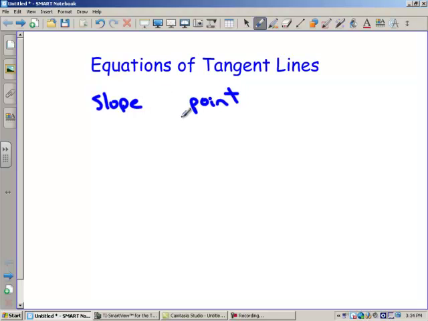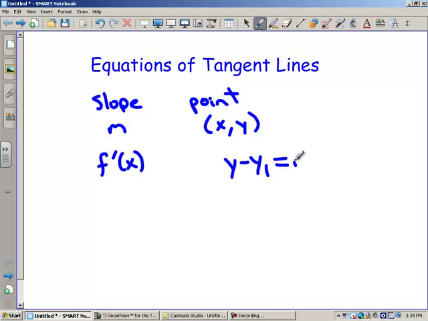Now back from Algebra 1, you guys have talked about slope as m and your point has been an x comma y. We are going to interpret slope in calculus at a point as f prime at that point x. So your equation that you're used to, the old point slope formula, was y minus y1 equals m times x minus x1. And this is how you wrote the equation of a line.